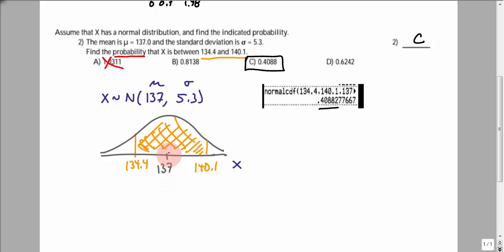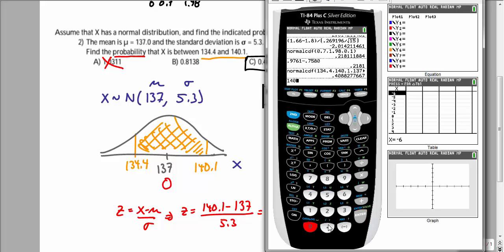Now when we standardize, the middle of the distribution becomes a 0, and then I standardize each score. So I get Z equal X minus mu over sigma, if you'll remember. So for my upper, I'd have 140.1 minus 137 all over 5.3. Okay, so we want to go ahead and plug this into our calculators. 140.1 minus 137 divided by 5.3. So I get 0.5849. Now remember, this is the number of standard deviations I am above the mean, and our z-tables only go to the nearest hundredth, so I'll just round this to 0.58.